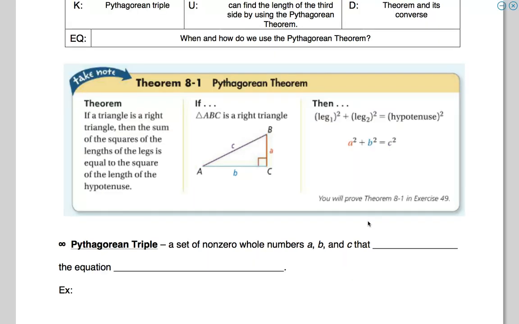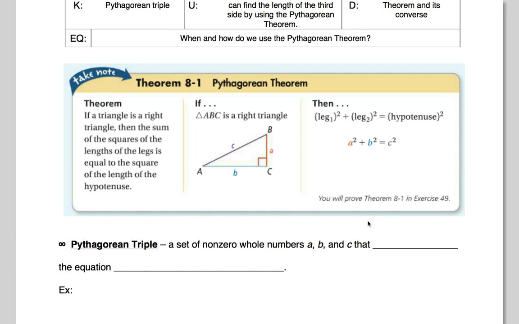Okay. So theorem 8.1 is the Pythagorean theorem, which we are used to. It's a relationship between the legs and the hypotenuse of a right triangle. So the legs are the two sides of a triangle that meet at a vertex that's a right angle. The hypotenuse always will be the longest side, and it will be opposite the right angle. So if a triangle is a right triangle, then the sum of the squares of the lengths of the legs is equal to the square of the length of the hypotenuse.